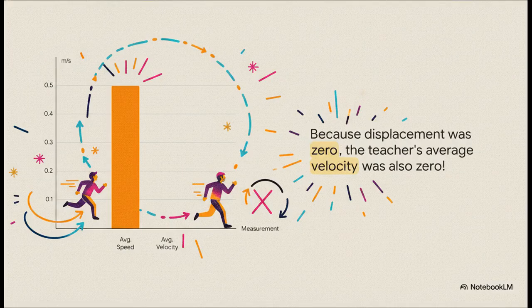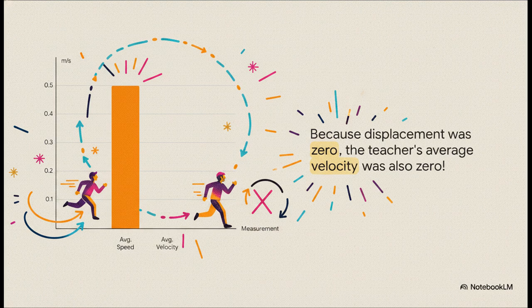And this is where it gets really interesting. To find their average speed, we take the distance, that's 12 meters, and divide it by the time, 24 seconds. So we get 0.5 meters per second. But for average velocity, we have to use the displacement, which was 0.